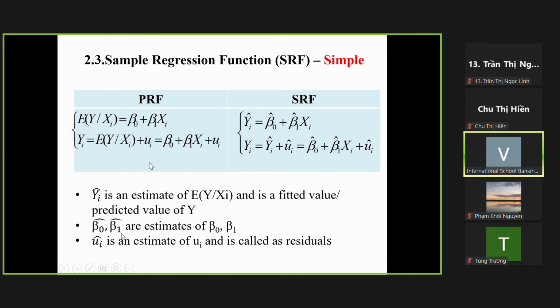Beta 0 hat, beta 1 hat are estimates of beta 0, beta 1.